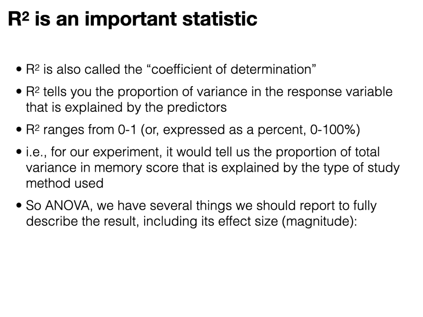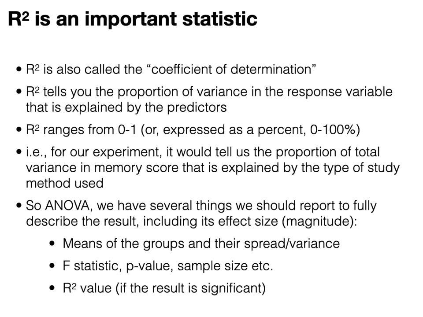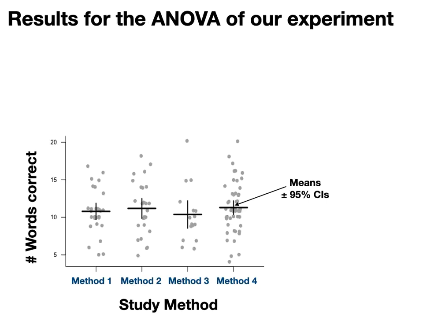So when we report on our ANOVA, there are several things that we should report to fully describe the result, including its effect size. We should talk about or present in a table the means of the groups and their spread or their variances. We should report the F statistic, the p-value, the sample size, the type of test, and the R squared value if the result is significant. It doesn't really make sense, I don't think, to report R squared if you have a non-significant result.